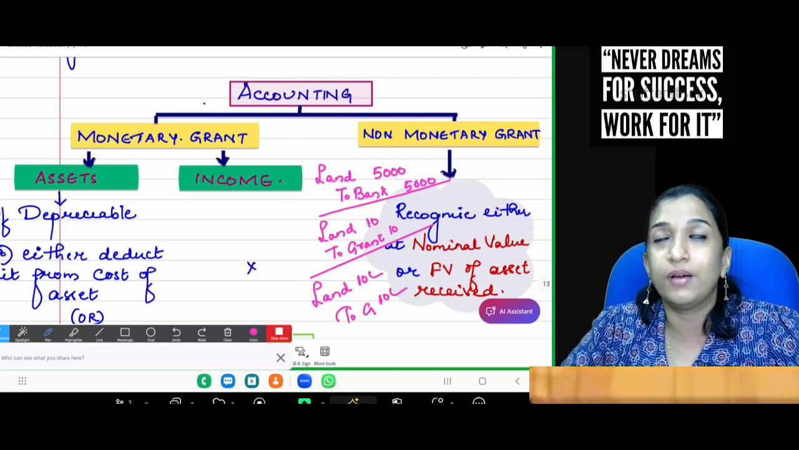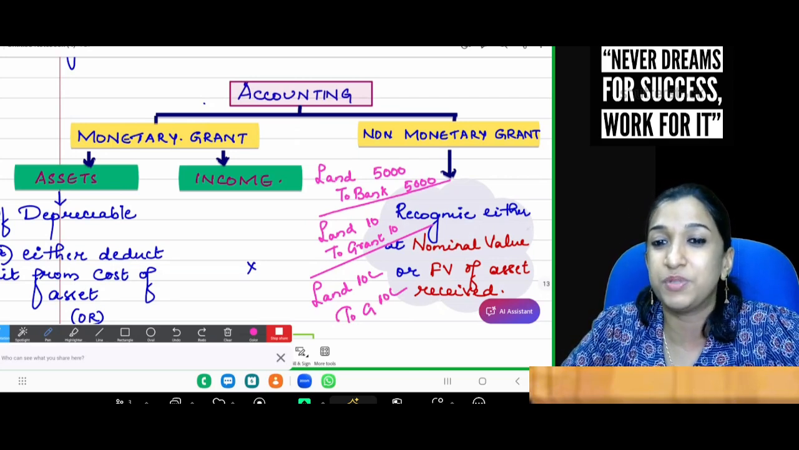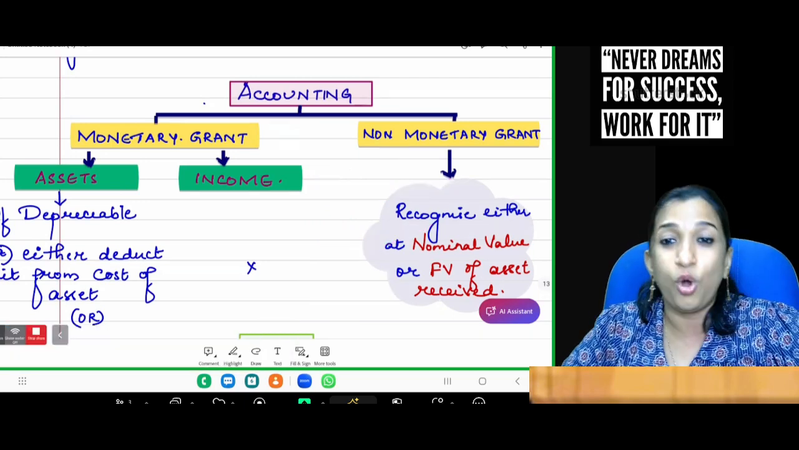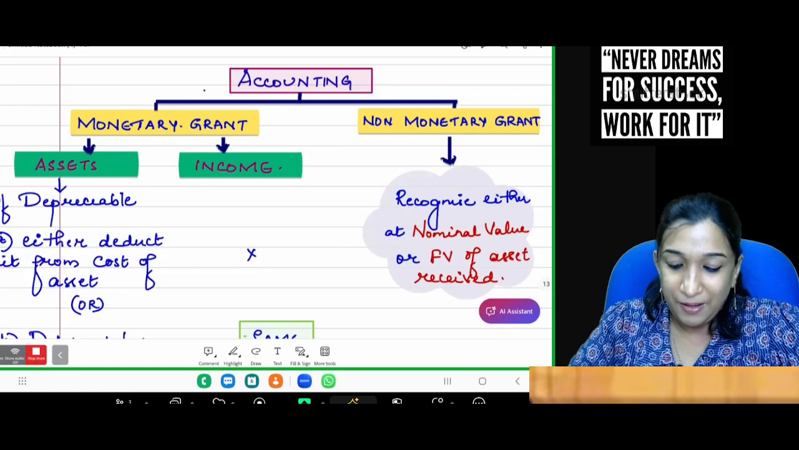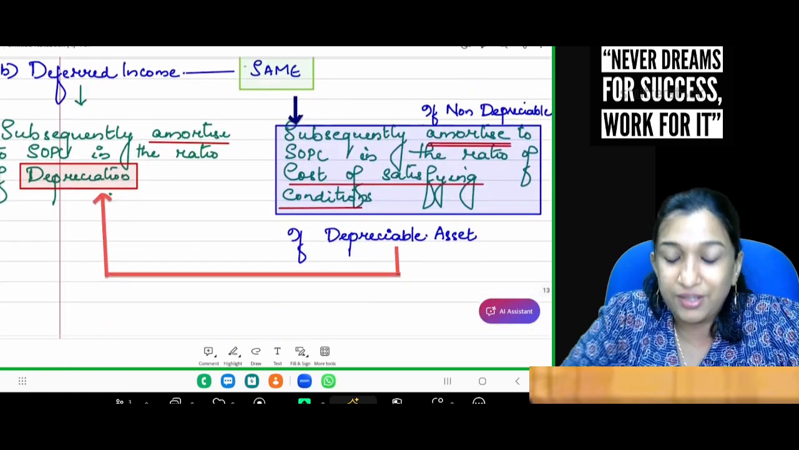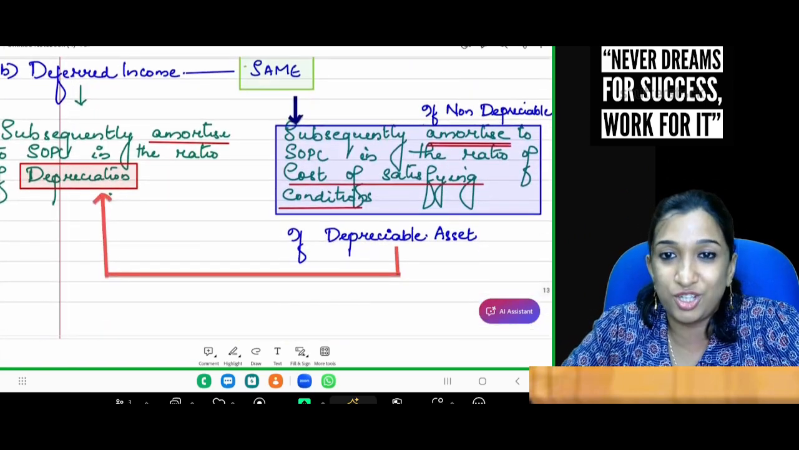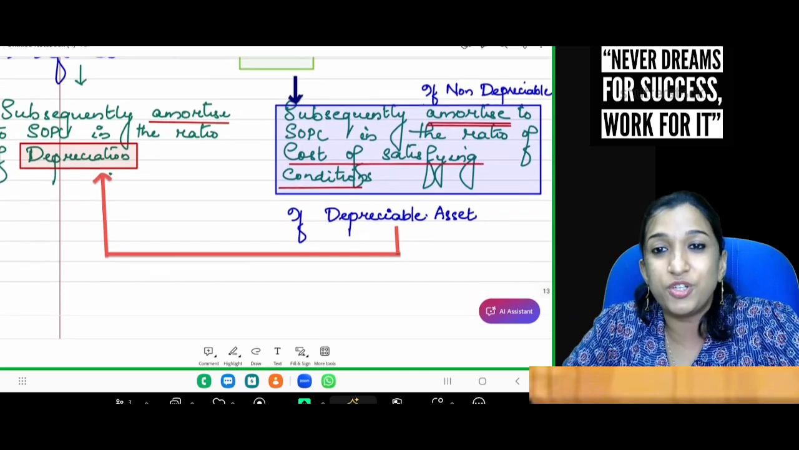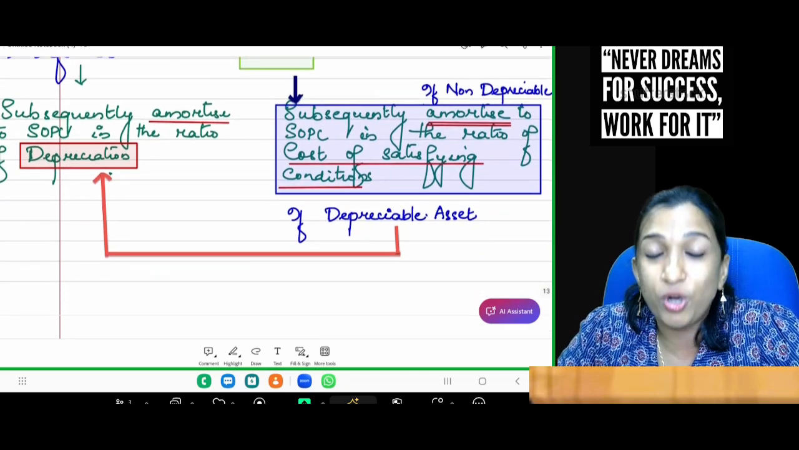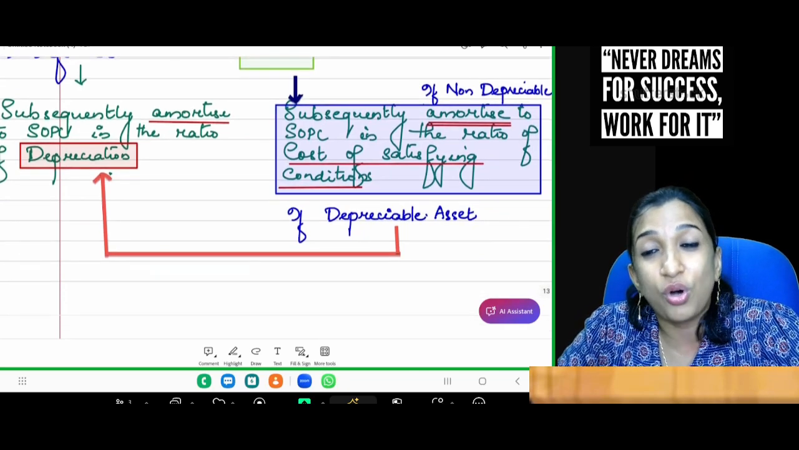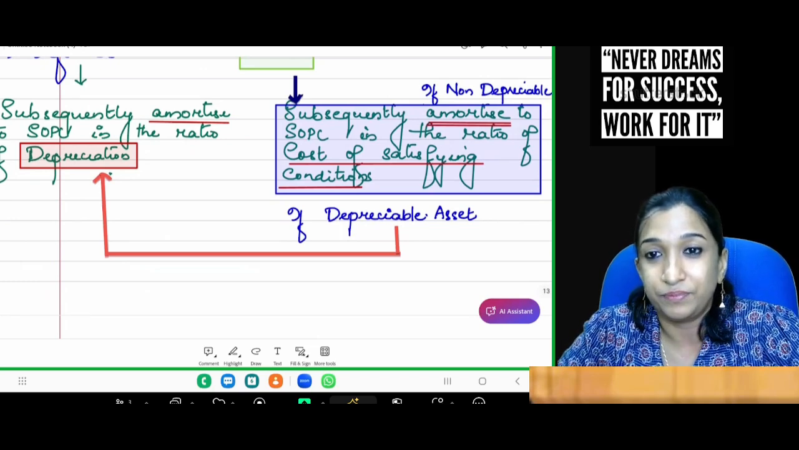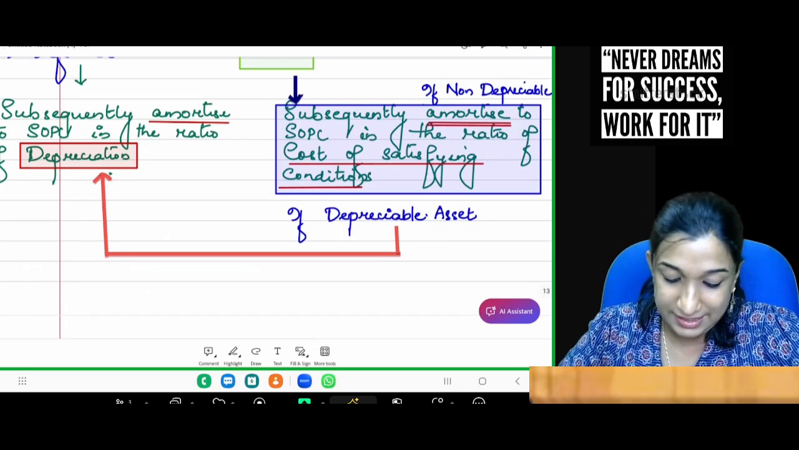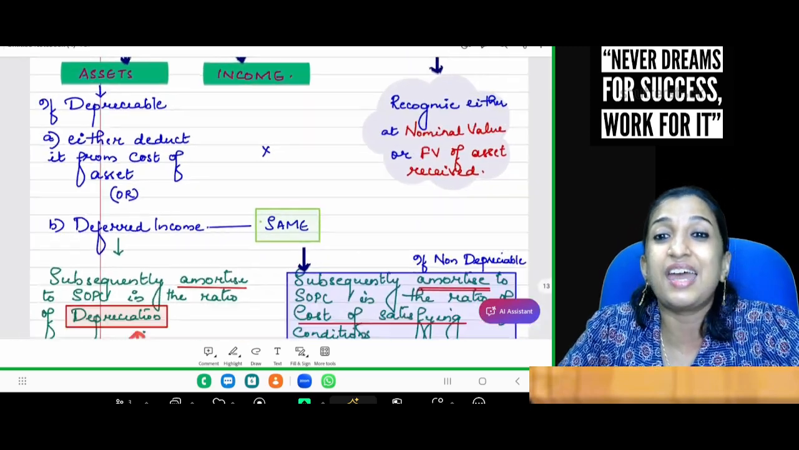Then how will this grant of 10 lakhs be subsequently accounted? I hope you have an answer. If it is a depreciable asset, that grant will be amortized in the ratio of depreciation. If it is a non-depreciable asset, the grant will be amortized to P&L in the ratio of cost of satisfying conditions. Okay. So that takes care of accounting.